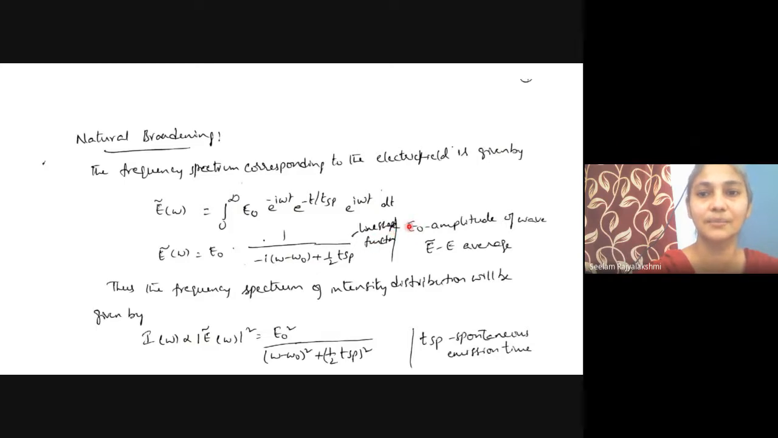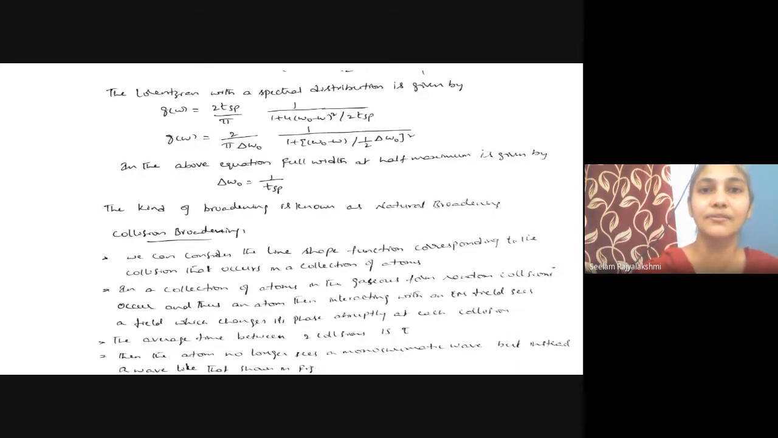Here E naught is nothing but the amplitude of the wave, and E bar is the Fourier transform of the field. Thus the frequency spectrum of the intensity distribution I of omega is proportional to the mod of E bar of omega whole square, which equals E naught square by (omega minus omega naught) whole square plus (half tsp) whole square. Here tsp is nothing but the spontaneous emission time. The Lorentzian spectral distribution is given by g of omega equals 2 tsp by pi, 1 by 1 plus 4 (omega minus omega naught) whole square by 2 tsp.